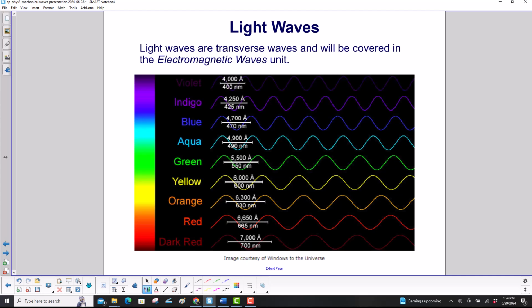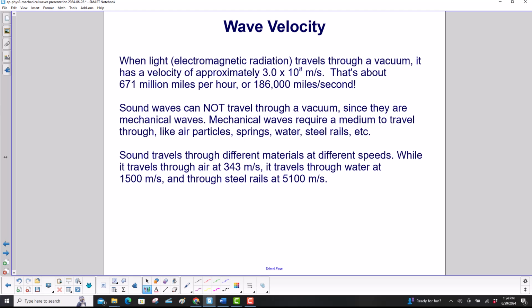Light waves are transverse waves, and they'll be covered in the electromagnetic waves unit. When light, electromagnetic radiation, travels through a vacuum, it has a velocity of approximately 3 times 10 to the 8th meters per second. That's about 671 million miles per hour, or 186,000 miles per second. Sound waves cannot travel through a vacuum, since they are mechanical waves. Mechanical waves require a medium to travel through, like air particles, springs, water, steel rails, etc.